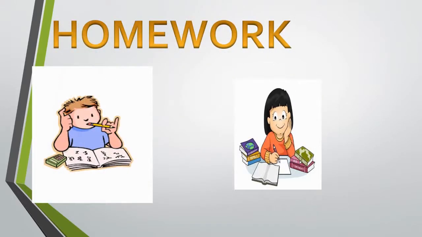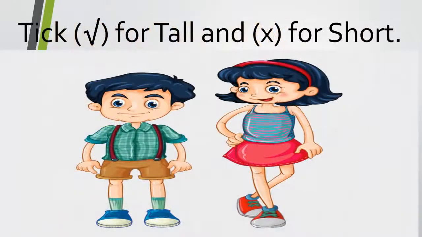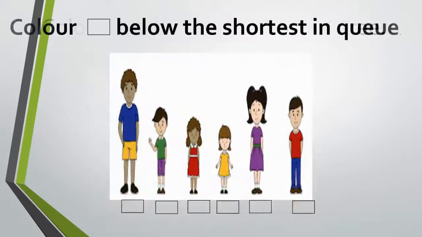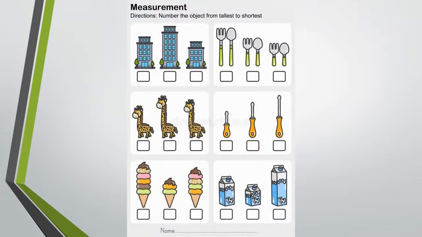Now it's your homework time. Tick for tall and cross for short. Color below the shortest tree. Color below the shortest umbrella. Number the objects from tallest to shortest.